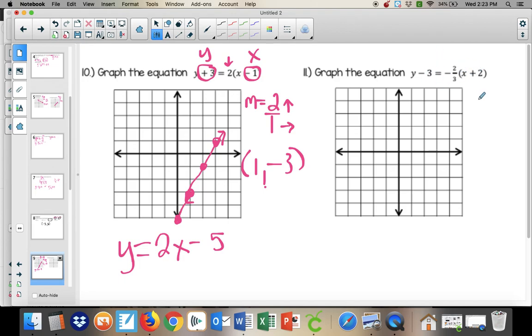All right, on this one, my point is opposite of x, opposite of y. So negative 2, 3. And my slope is negative 2/3, which means I go down 2 and then to the right 3, down 2 and then to the right 3. And there is my slope.